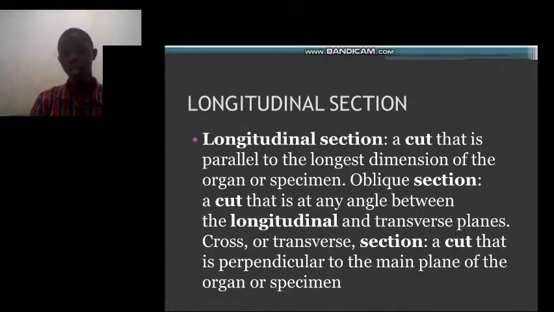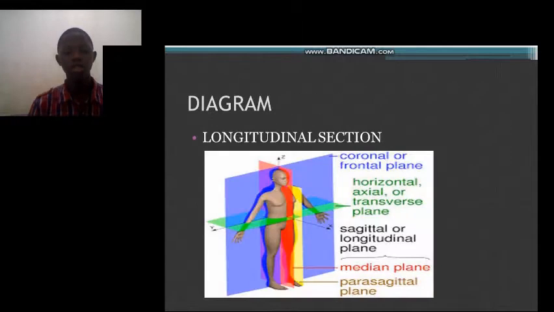But remember that longitudinal section divides the body into two equal halves. Okay, it's like a symmetry. A symmetry is a plane that divides a body into two equal parts. So the longitudinal section is like a symmetry. Let's move on. We have the diagram of the longitudinal section here. This one here, the red colored part is the longitudinal section.